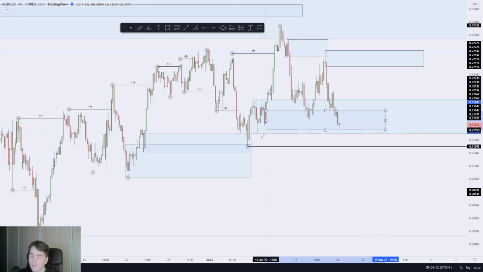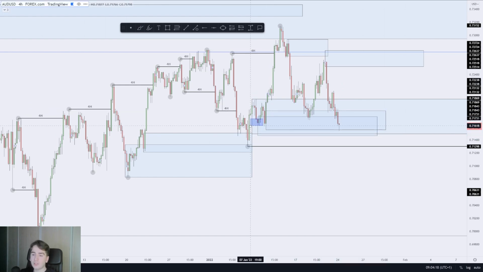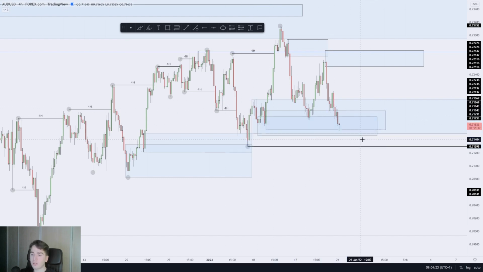I'm not a big fan of these demand zones on Aussie dollar because essentially what you have is a demand zone over here. You have some demand over here, and you also have some demand located over here. However, all of these demand zones aren't fresh anymore. Furthermore, the daily time frame is bearish alongside the weekly time frame.